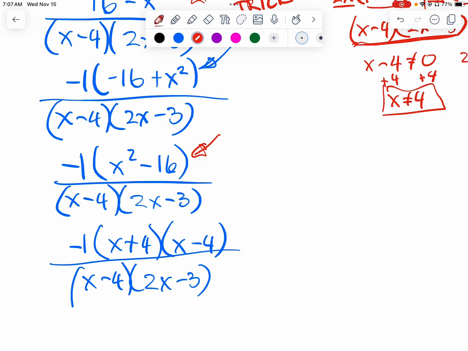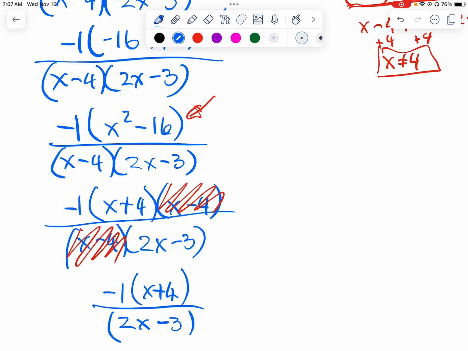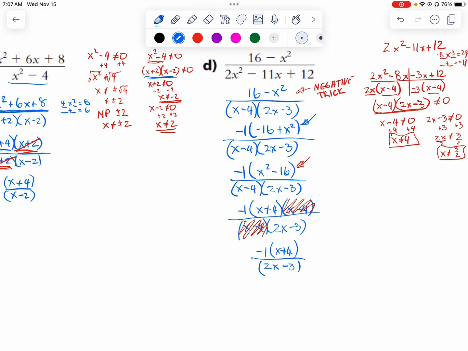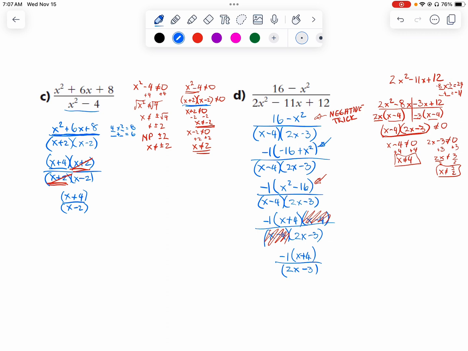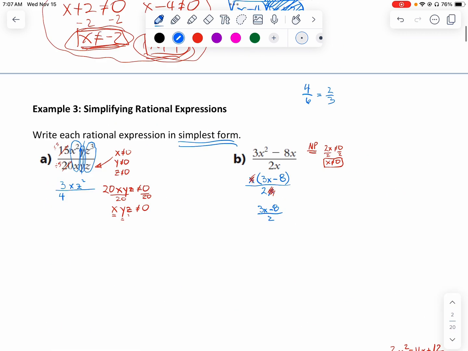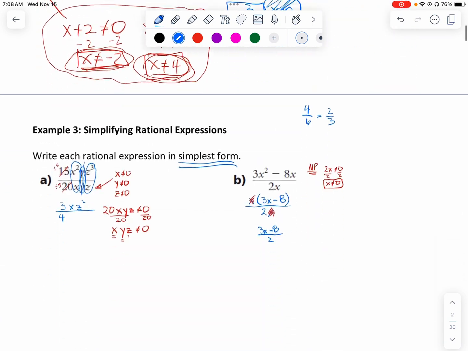And then see, these will cancel. x minus 4, x minus 4, gone, disappears, they cancel. I'm left with negative 1, bracket x plus 4, over 2x minus 3. Do not do any multiplying back in, just leave it exactly like that. Okay? So that is determining non-permissible values, simplifying your individual rational expressions. We introduced what a rational expression was and different forms of it. Okay, so there's 6.1.